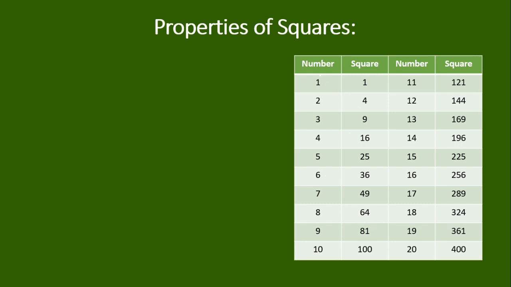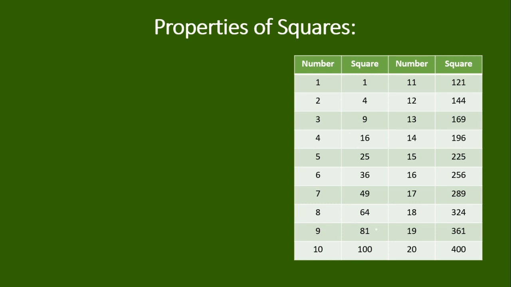Here the square of 1 is 1, the square of 2 is 4, the square of 3 is 9, and of 4 is 16, and so on. You can see the numbers are given from 1 to 20, all the numbers 1 to 10 and from 11 to 20, and all the squares of these numbers. So in these square numbers, see this properly.